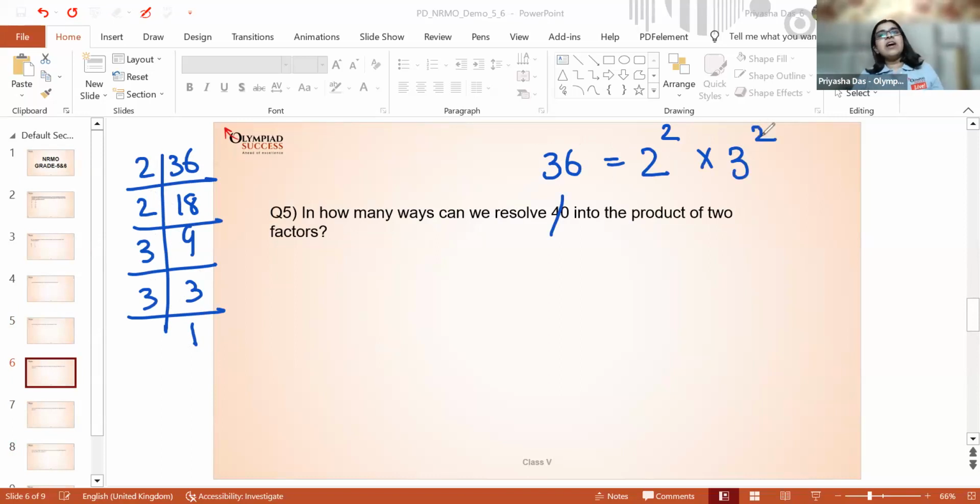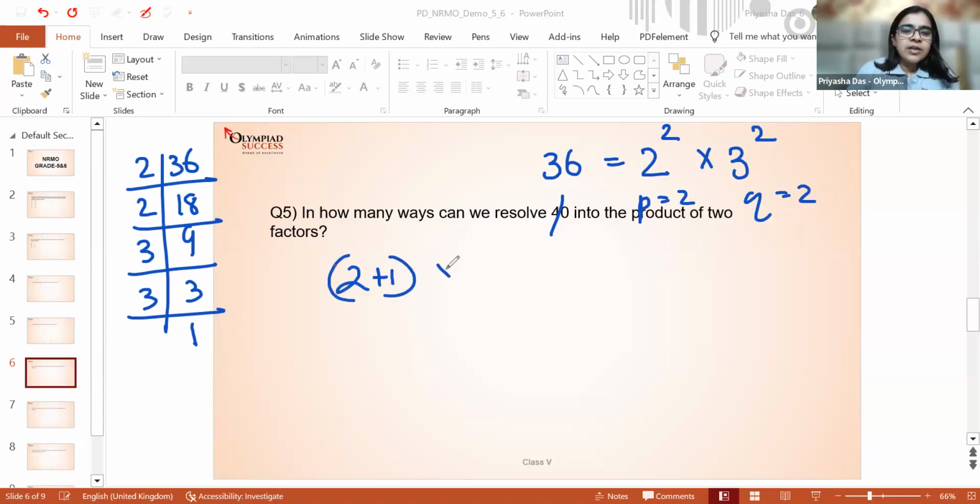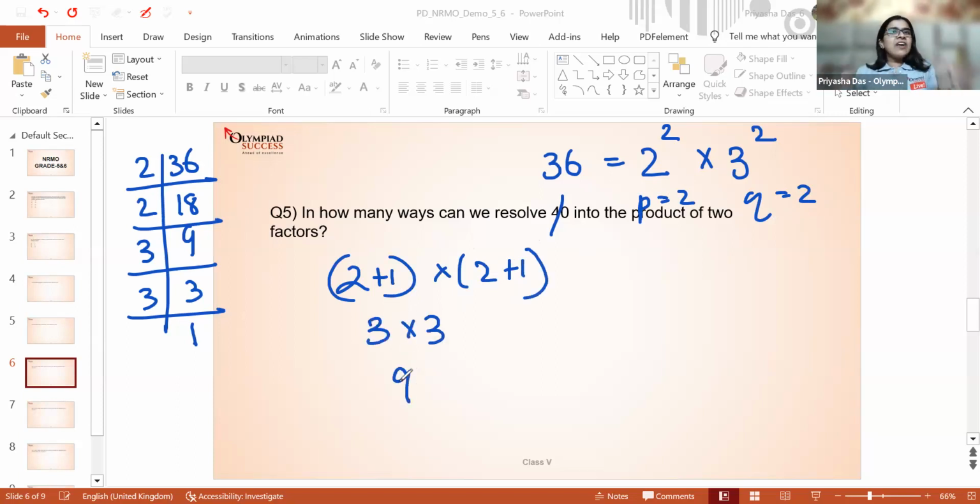So I can prime factorize 36 as 2 to the power 2 and 3 to the power 2. Correct? So my P is equals to 2 and my Q is equals to 2. As per the formula, (2 plus 1) into (2 plus 1) is going to be 3 into 3. That is 9. So I total have 9 factors or divisors for 36. Agreed. But how will I get the product of 2 factors? How can it be 4.5?